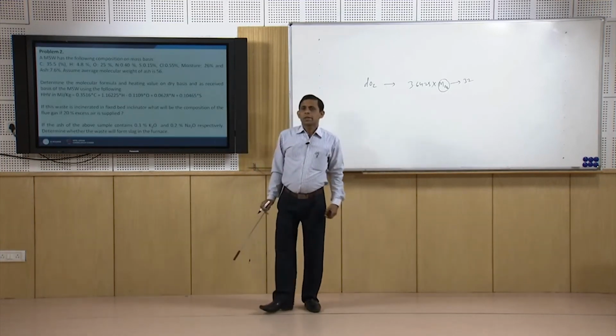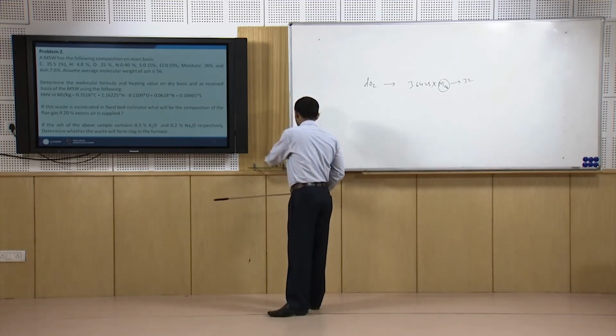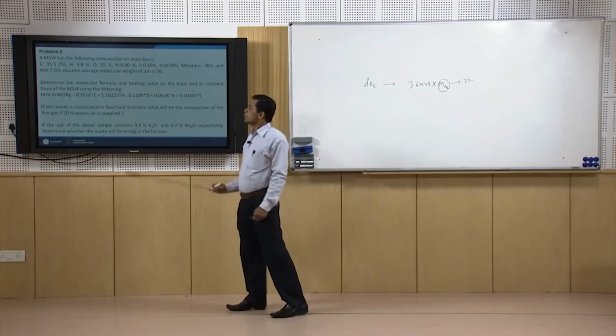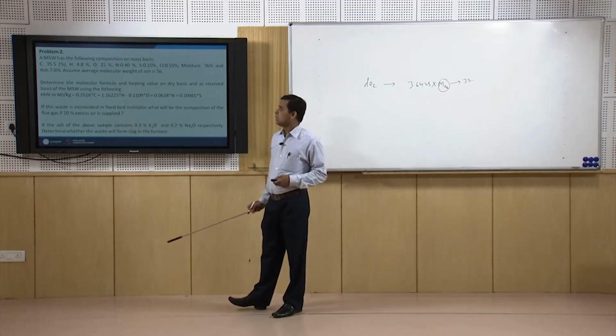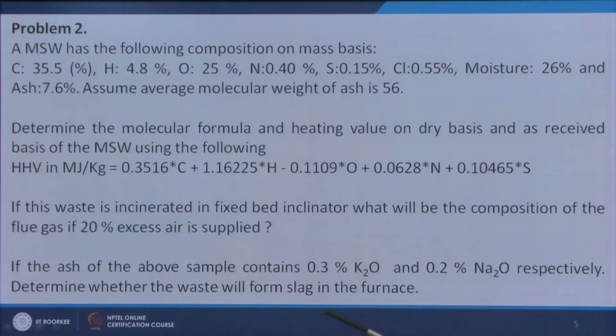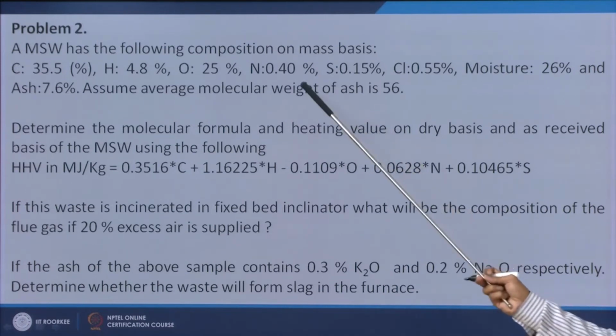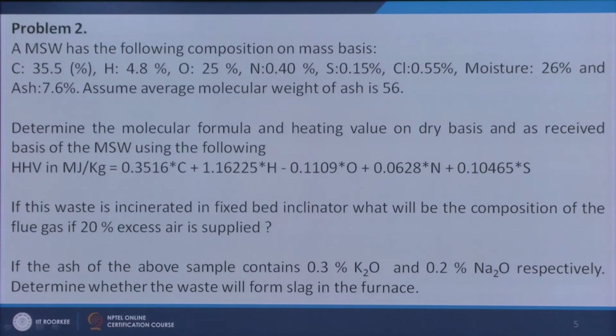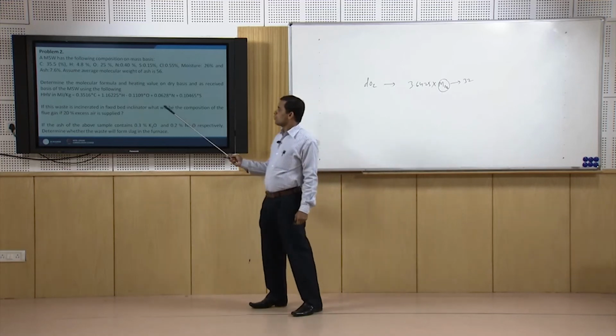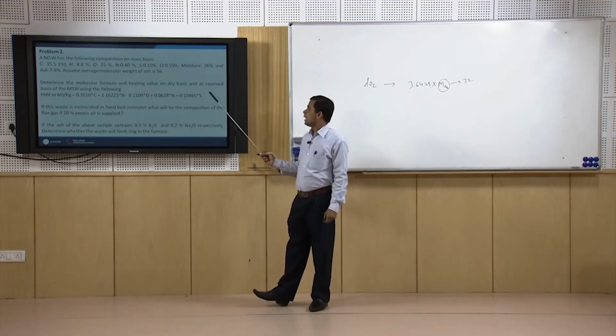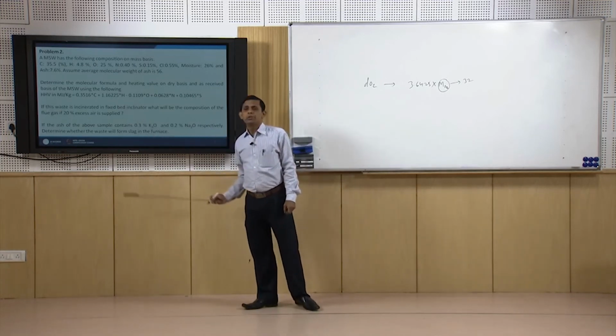Now we will come to our second problem. The statement of the second problem is: an MSW has the following composition on a mass basis: carbon 35.5%, hydrogen 4.8%, oxygen 25%, nitrogen 0.40%, sulfur 0.15%, chloride 0.55%, moisture 26% and ash 7.6%. Assume the average molecular weight of ash is 56. Determine the molecular formula and heating value on dry basis and as received basis of the MSW using the following.